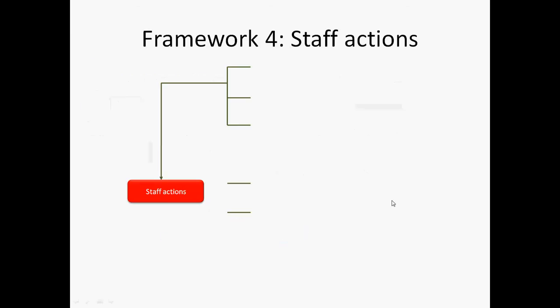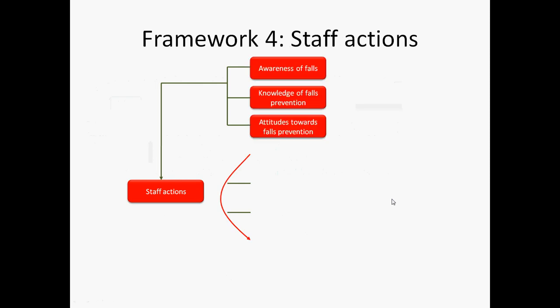So if we look at staff actions to prevent falls in framework form, the first thing that I want you to consider is the motivation of staff to try and prevent falls. And this can be influenced by their awareness of the problem of falls, their knowledge of falls prevention strategies and risks, and also their general attitudes towards falls prevention. Strategies that might be useful for trying to address these issues, if they're found to be lacking in some areas, will be education and training of those staff, information provision, and discussion with those staff about the problems that exist on the wards.